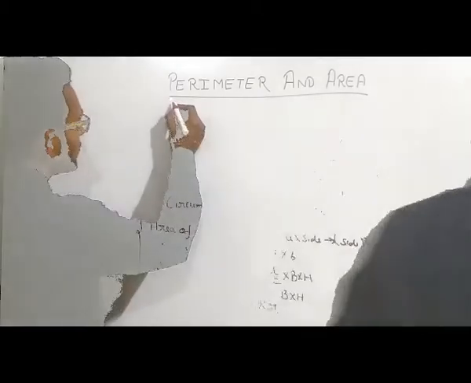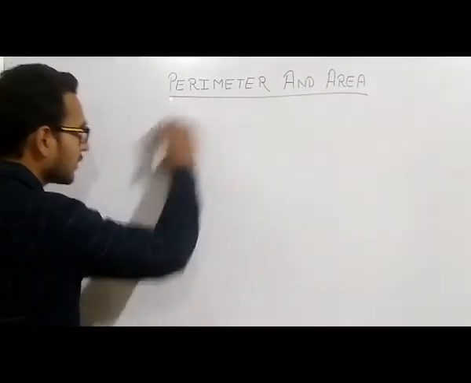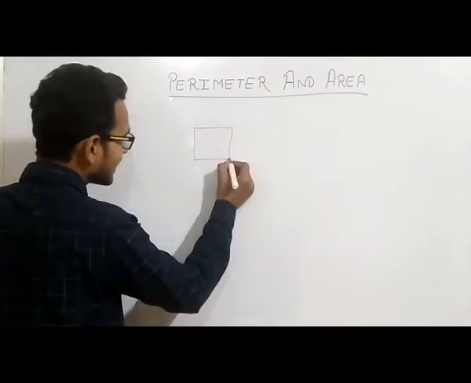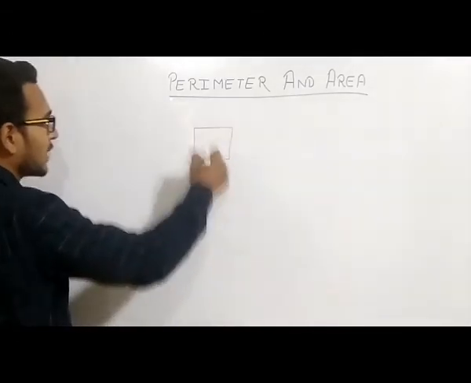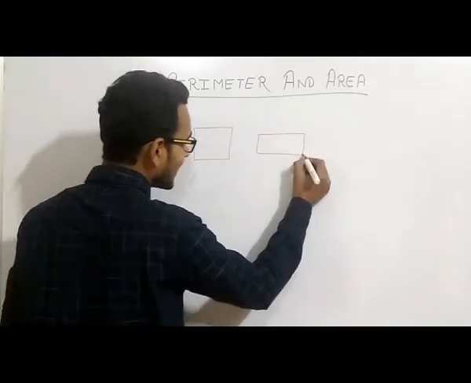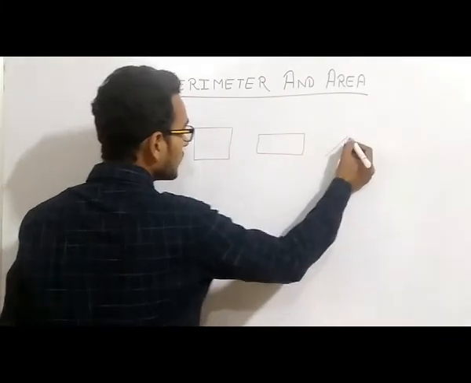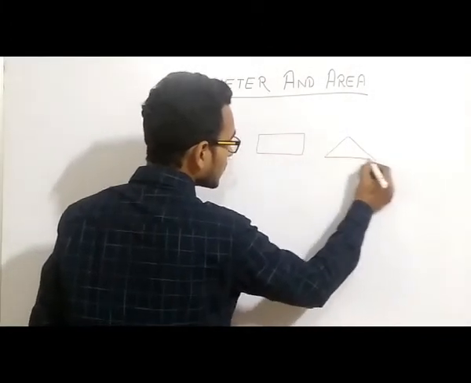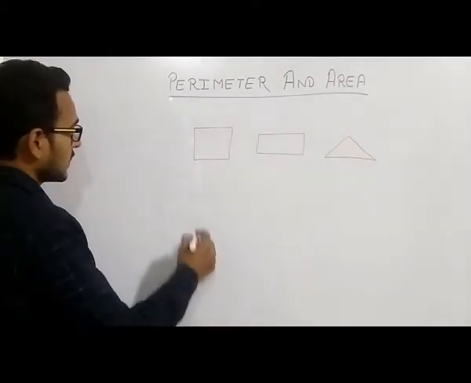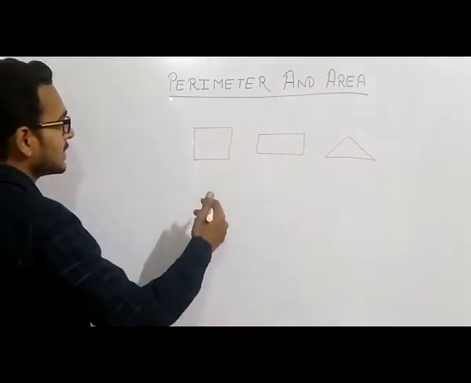Here, first of all, you understand what is perimeter. Perimeter is the boundary line. For example, this one is the square. What is its perimeter? The boundary of a square is known as perimeter. The boundary of a rectangle is known as perimeter. This red boundary is the perimeter. The boundary of a triangle is known as perimeter. How do we find out all its perimeter and area?